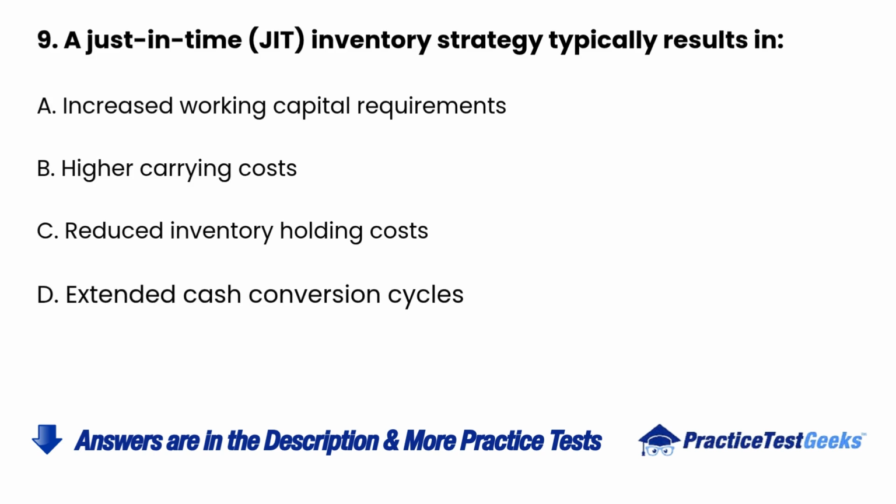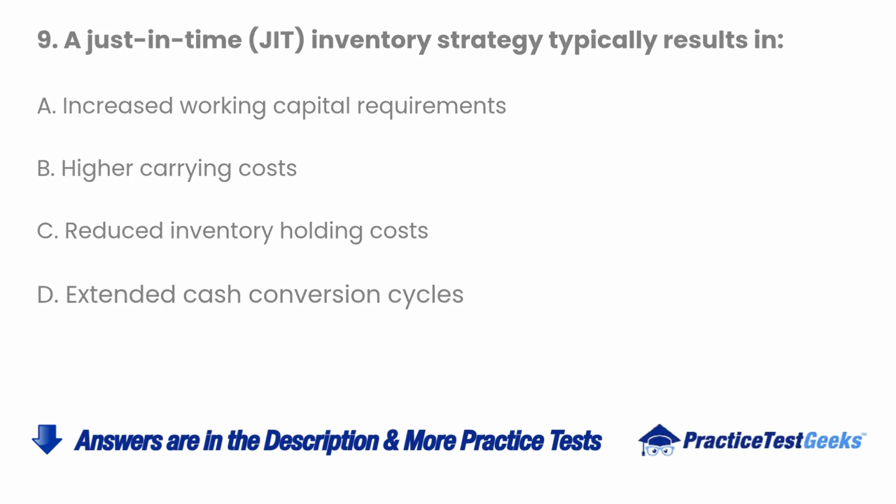9. A just-in-time (JIT) inventory strategy typically results in: A. Increased working capital requirements. B. Higher carrying costs. C. Reduced inventory holding costs. D. Extended cash conversion cycles.